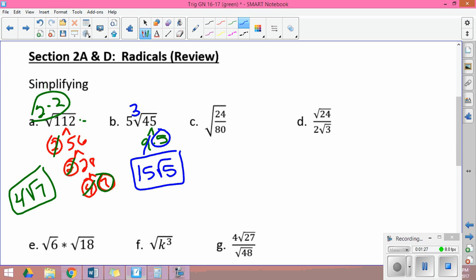Remember, we can never leave a radical in the denominator, but this is one of those scenarios when both numerator and denominator are under the radical. So I can go ahead and simplify first. I know that 24 and 80 both have a common factor of 8. So when I take that out, that leaves 3 over 10. Now, 10 can't be left in the denominator, so I need to multiply top and bottom by the square root of 10.